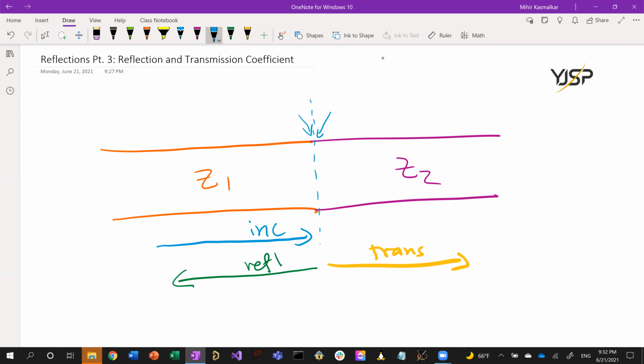But the impedance can have a step change, and that's an issue because the impedance is the ratio of voltage to current. So if the voltage has to be the same and the current has to be the same, how can the impedances immediately to the left and immediately to the right of this discontinuity be different? The reflected and transmitted waves are essentially created in order to make the voltage and current match at this interface.